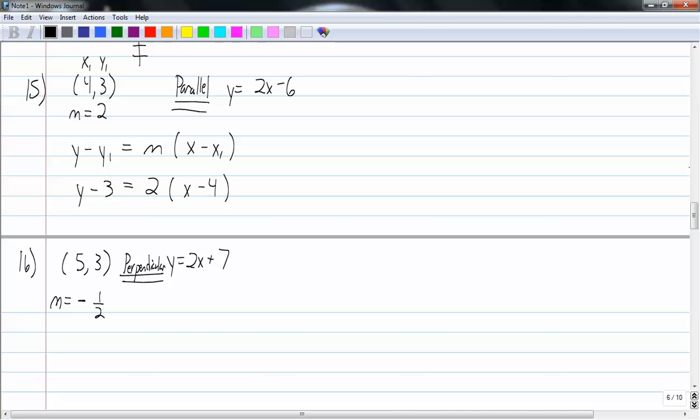Number 16 asks me to put the equation in point slope form again. So the same formula. I have a point, I have the slope. So use the same formula that we used on the last problem, the point slope formula. So this is y minus y sub 1, which is 3, equals m, negative 1/2, times x minus x sub 1, which is 5. And that's how we want to leave our answer, just like that. That's point slope form. Alright, so the answer for number 16 is B.